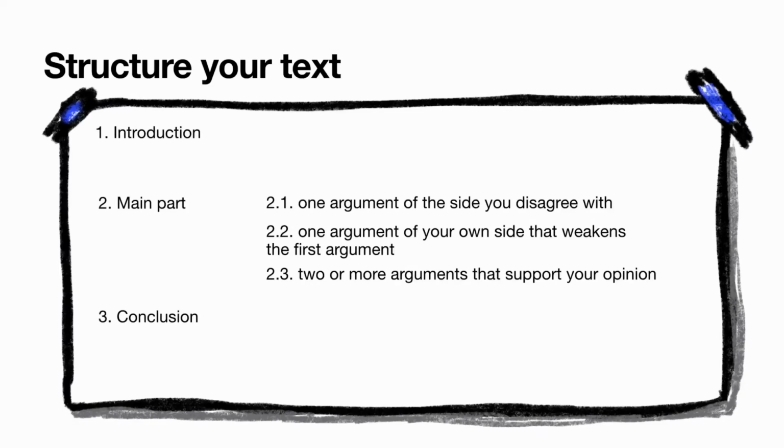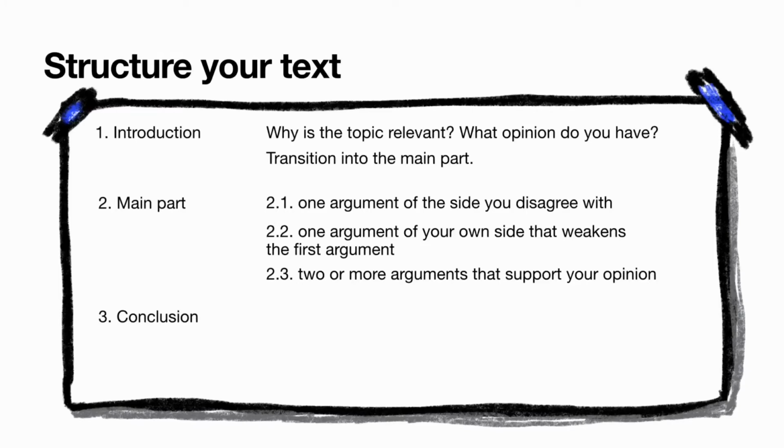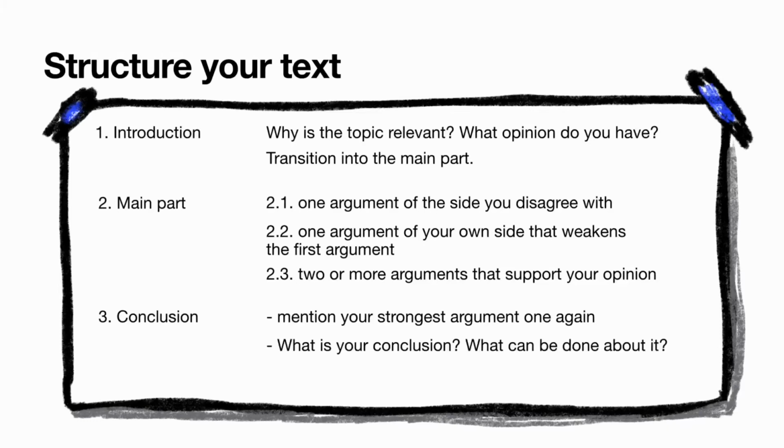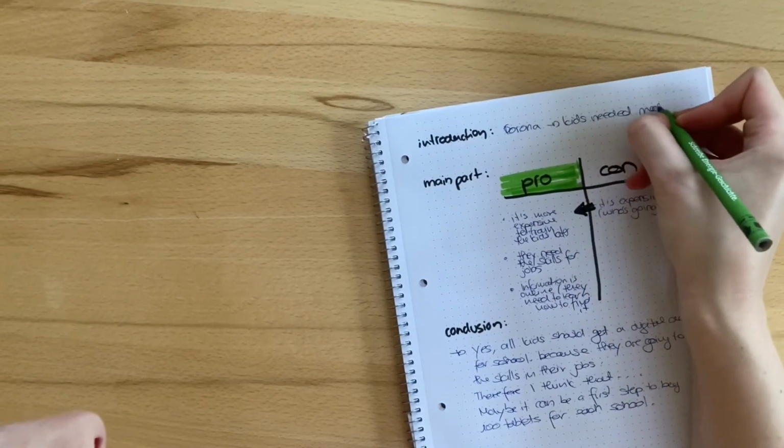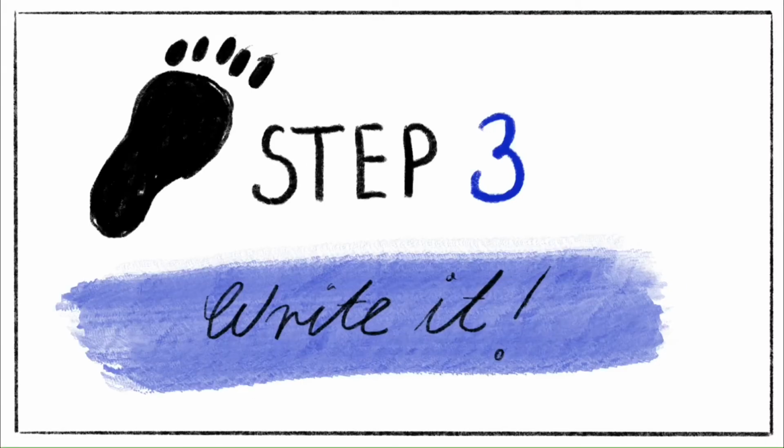Then you can note down what you want to say in the introduction and conclusion. In the introduction of your written discussion, you should write about why the topic is relevant and give the opinion that you support. Then you also need a transition into the main part. In the conclusion, you should mention your strongest argument once again. And then you should write about what you conclude. And also, you can maybe offer a compromise or tell the reader what you wish for in the future. It is a good idea to write that also down on the concept paper. And having finished that, you can go on with step 3.